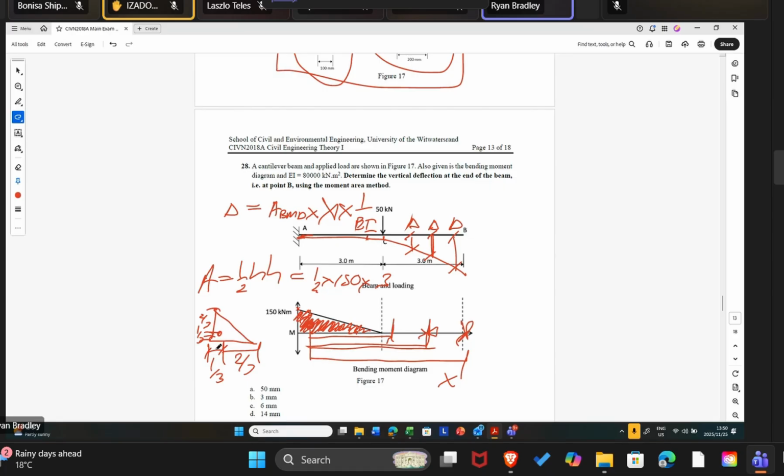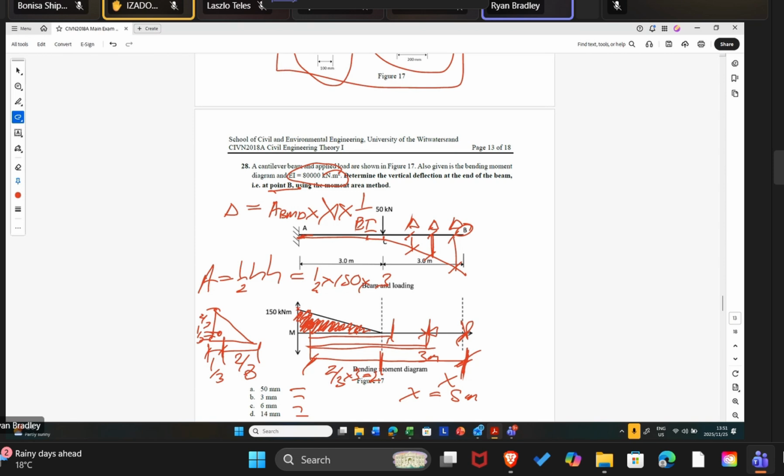So if we know the geometric center, we can ask what the distance is. Let's say it's asking us for the deflection at point B. Point B is here, so we're interested in this distance. This total distance is 3 meters, plus 2/3 of that length. 2 over 3 times 3 is 2. Therefore, x equals 3 plus 2, which is 5 meters. So our deflection at point B will be the area times 5 meters divided by EI, which is given. If we do that, we'll get the displacement.